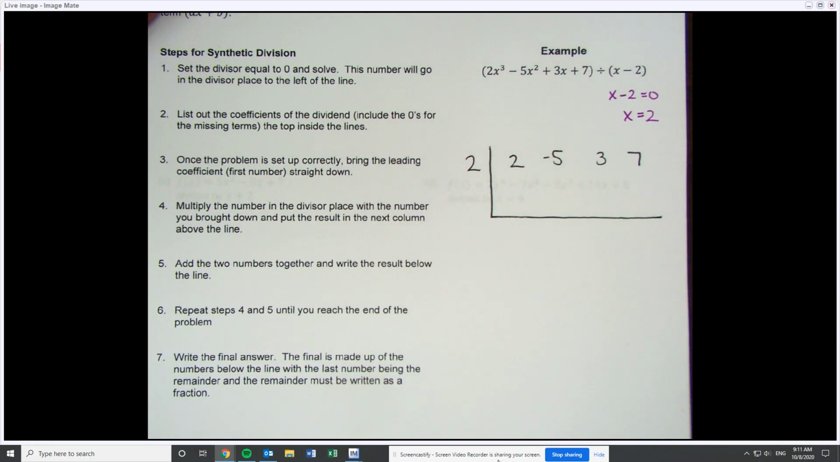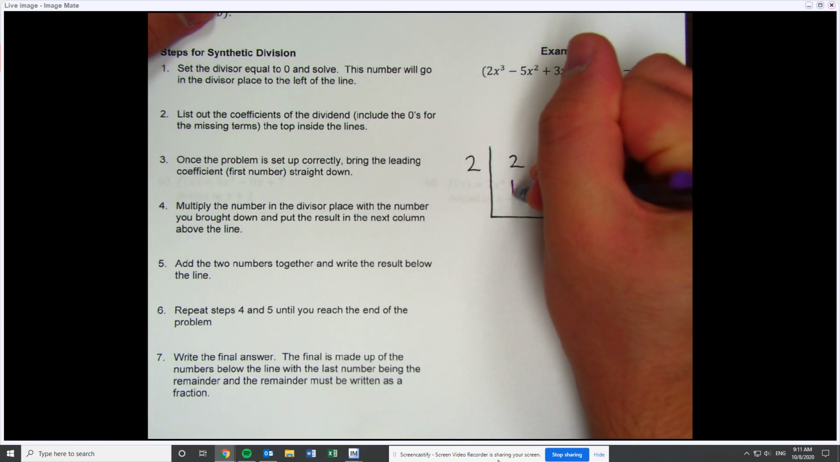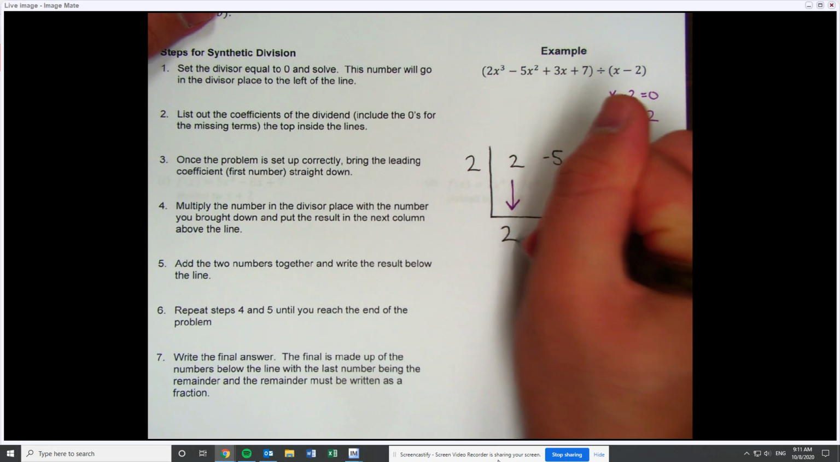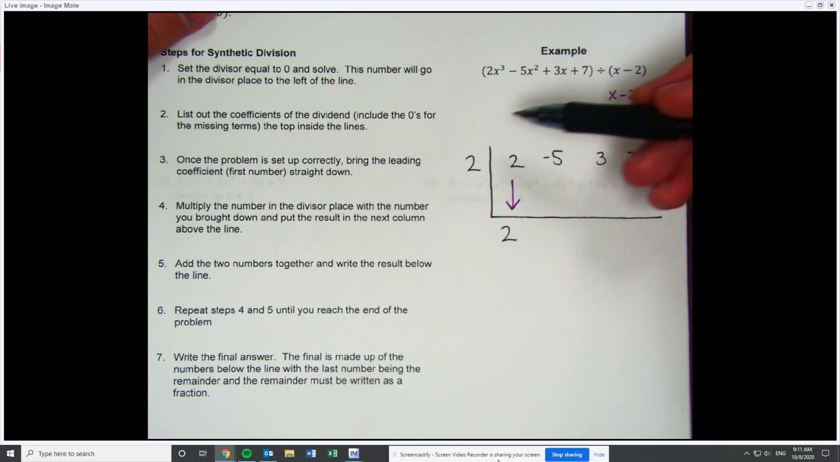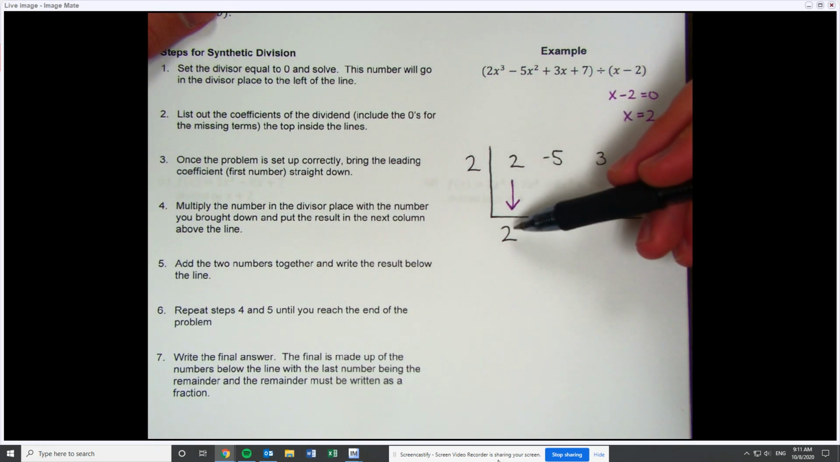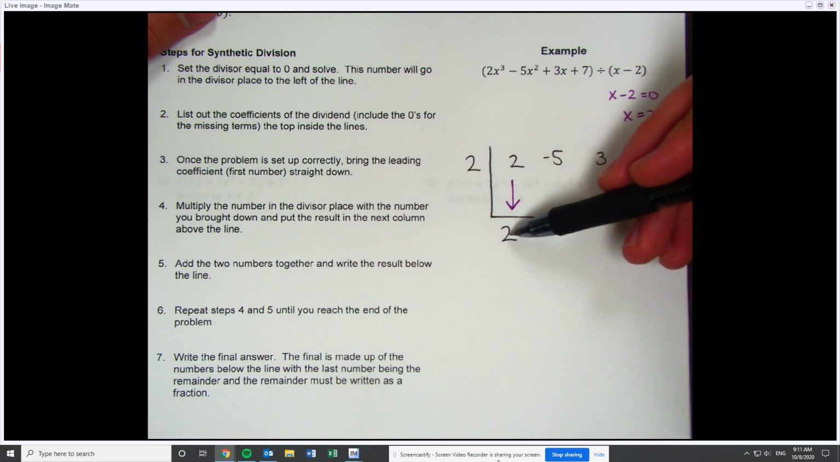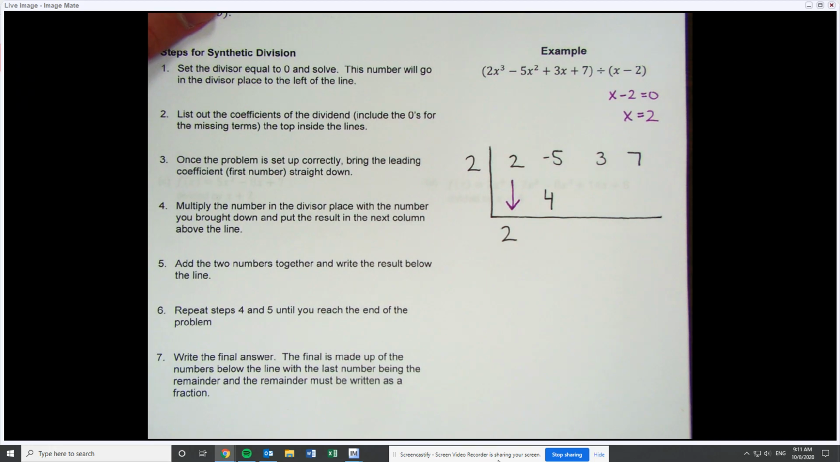The very first step when you're starting on the division is you're going to take the first number on the inside and drop it straight down. I encourage you to draw the arrow to help you remember that's what you're supposed to do. So I'm going to write it here under the box. Then I'm going to multiply the number on the outside by the number on the bottom. So 2 times 2 is 4. That 4 gets written down inside the box under my next number.